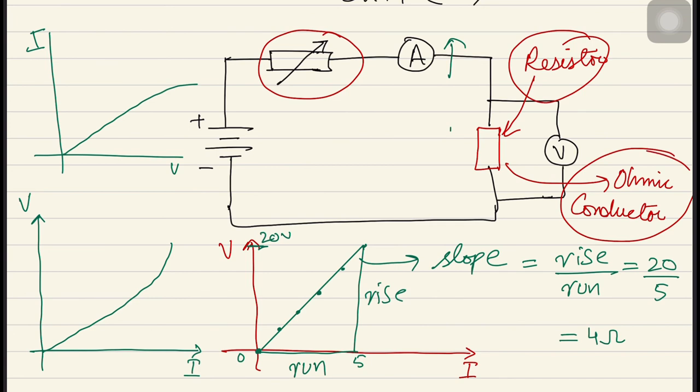So this is it that you have to understand about the resistance, its formula, its units, Ohm's law, ohmic conductors, non-ohmic conductors, the effect of temperature on the filament bulb, and why it's not an ohmic conductor.